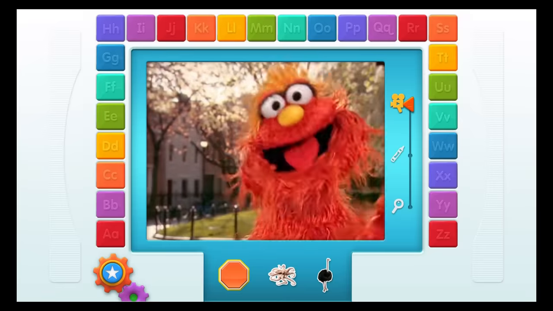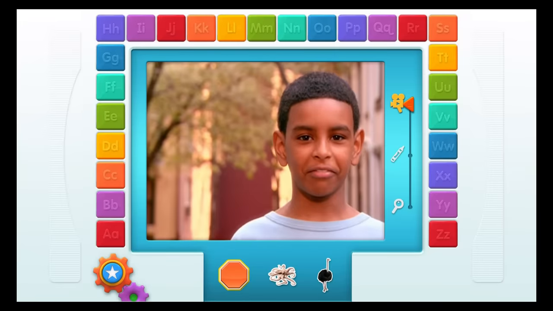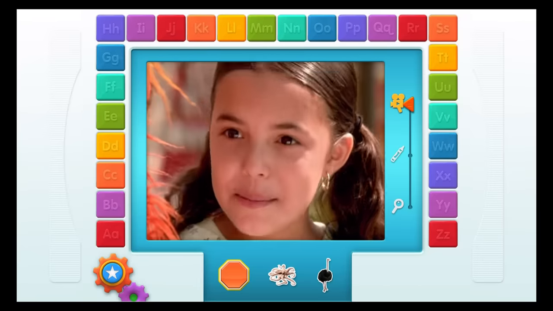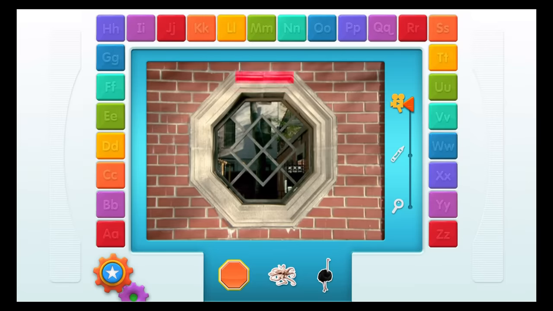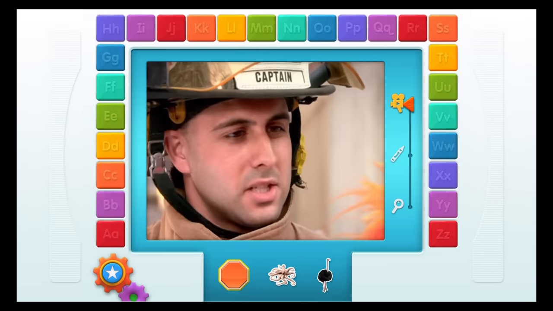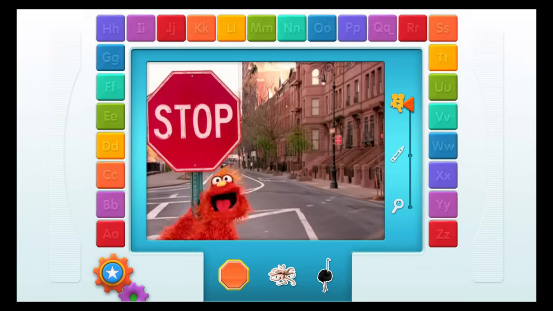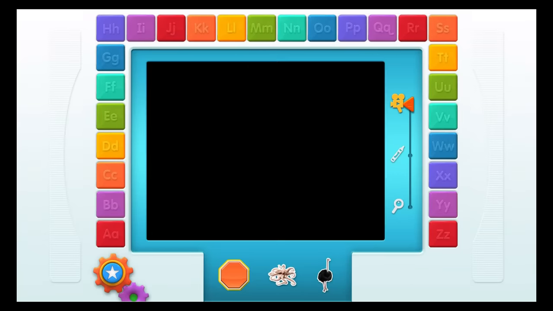Oh, octagon. What's the word on the street? What's an octagon? It's a shape with eight sides. Eight sides. And eight angles. One, two, three, four, five, six, seven, eight. Octagon. Like a stop sign. Ooh, nice octagon. Oh, octagon.